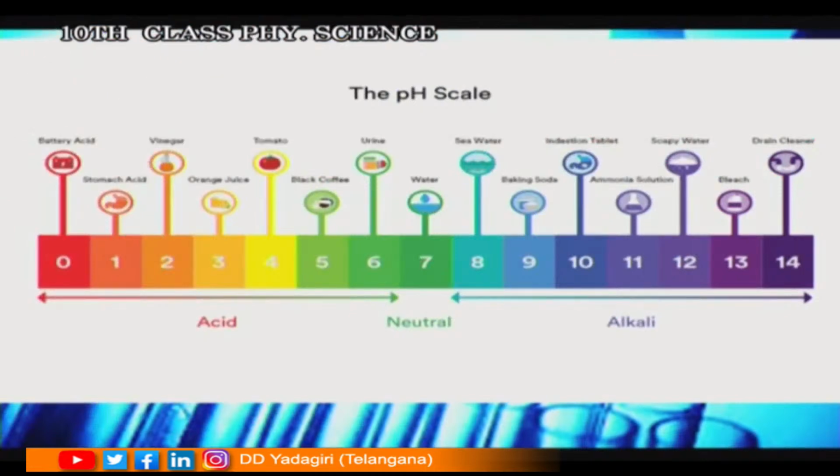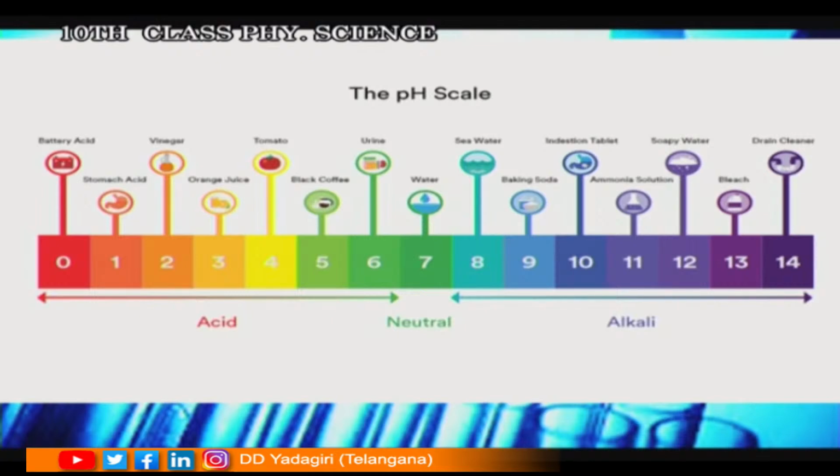Let us look at the pH scale of various daily life substances we use. 0: acid in the battery is very strong and it represents 0 on the pH scale. 1 represents the stomach acid, that is hydrochloric acid. 2 on the pH scale represents vinegar. 3 on the pH scale represents orange juice. Orange juice, the pH value is 3.